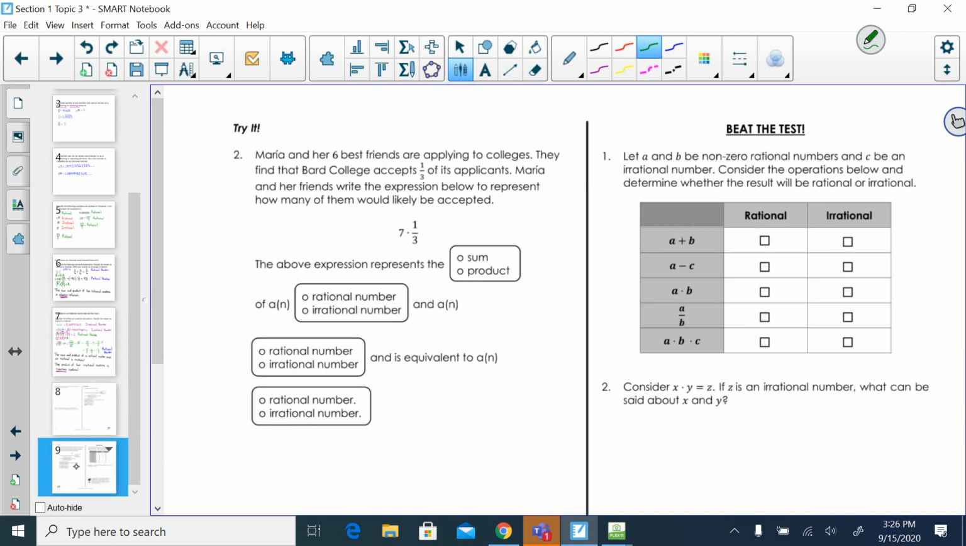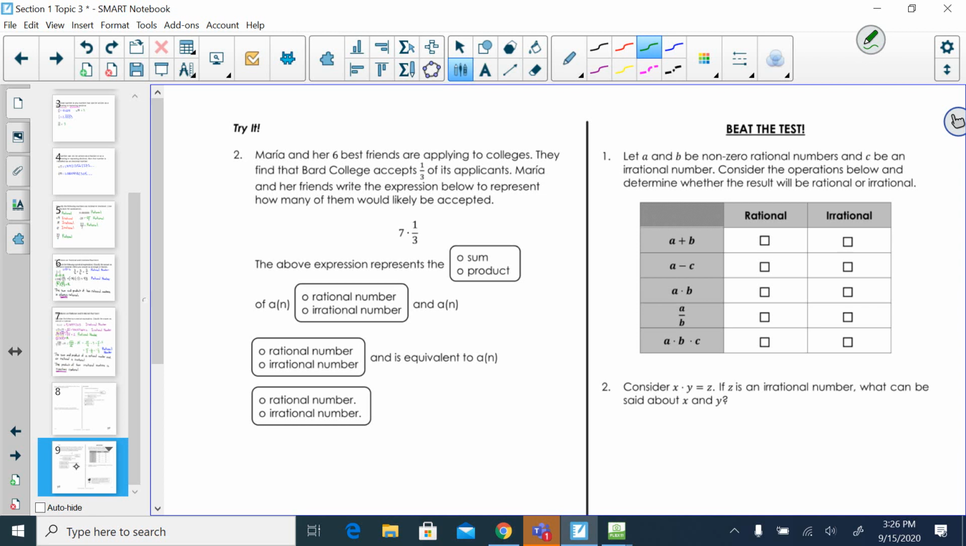So let's try again, okay? Maria and her 6 best friends are applying to colleges. They find that Bard College accepts 1/3 of its applicants. Maria and her friends write the expression below to represent how many of them will likely be accepted. So here we have Maria and her 6 best friends trying to get into a college, and they see that 1/3 of the applicants will be accepted. So they're trying to figure out, between them, how many will be accepted.